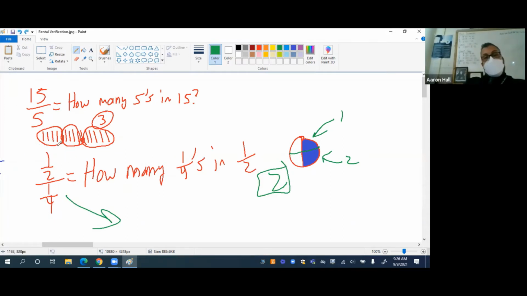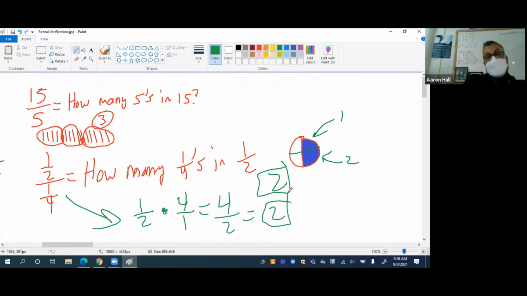When we divide by fractions, here's a tip. Keep the first fraction the same. Change division to multiplication, and flip the second fraction to get 4/1. And now we multiply to get 4/2, which is 2.